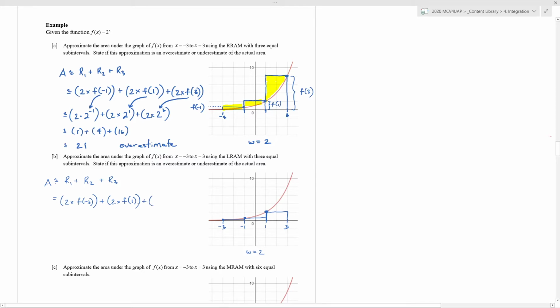And the last rectangle has a width of 2 and a height given by f at, this should be negative 1, my bad here. The second rectangle has a height dictated by f at negative 1, and the third one is f at 1.